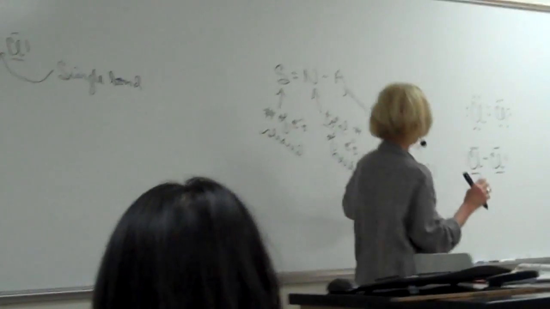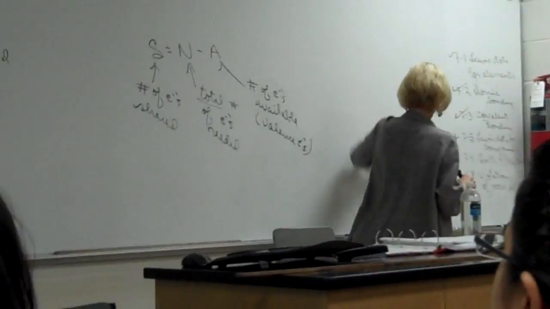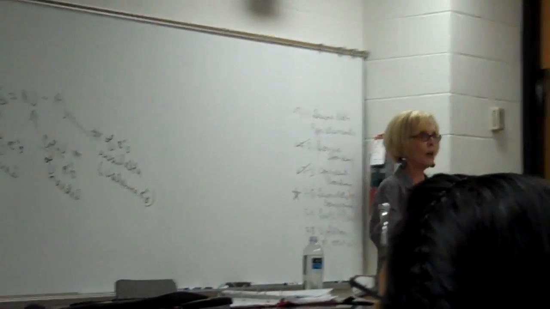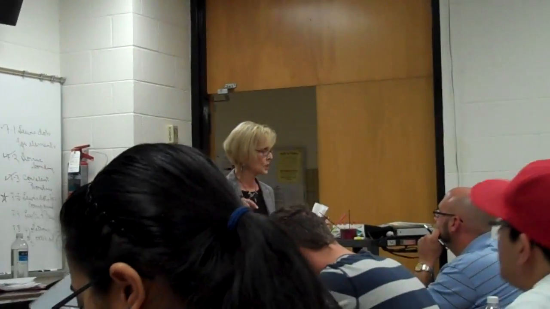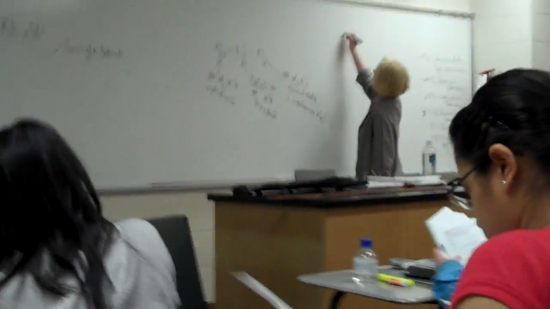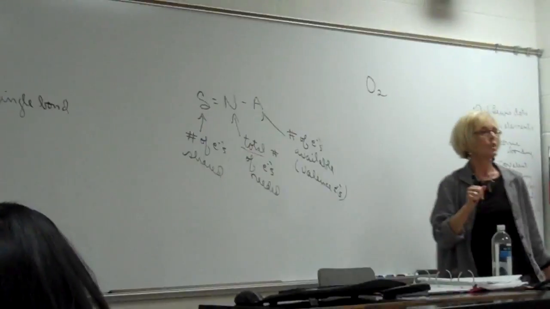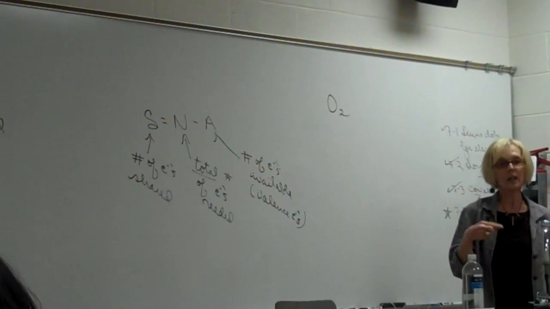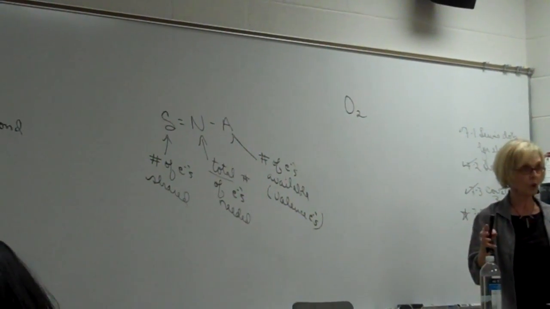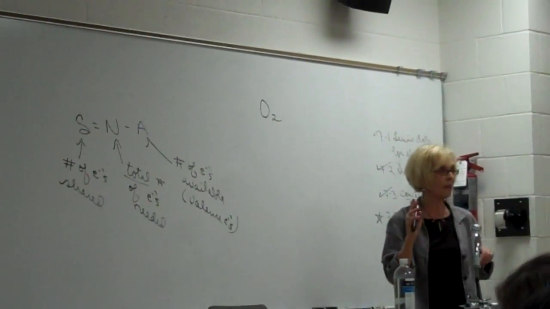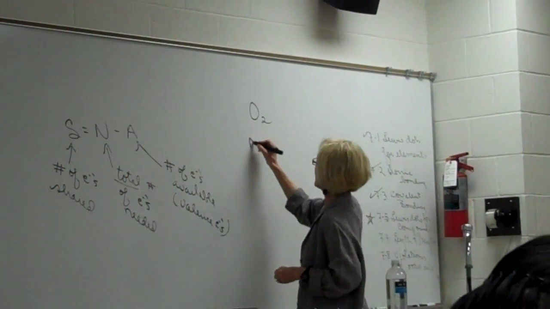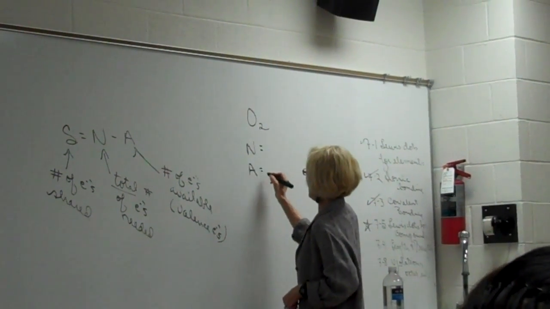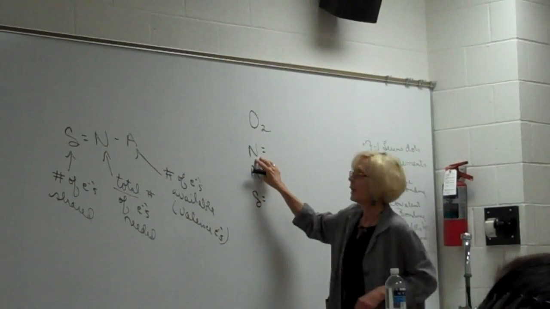Okay, now, let's do another one. If I bought a tank of oxygen, or in the hospital where they're using oxygen tanks, monatomic or diatomic? Diatomic. Okay? So let's draw the Lewis dot structure for oxygen. And again, trial and error would work, but this formula works better and faster. So let's go. N, A, and share.